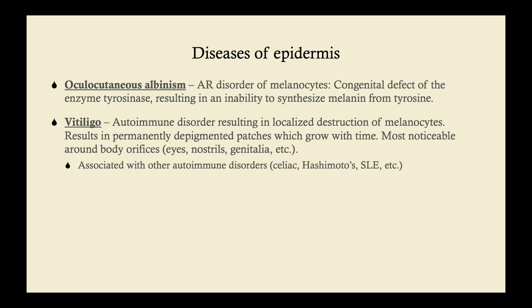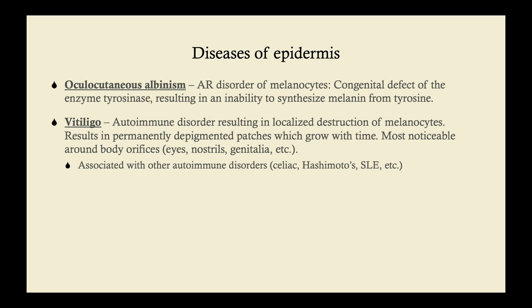Some more diseases of the epidermis. So oculocutaneous albinism, most common cause of albinism. This is an autosomal recessive disorder of the melanocytes, and it's actually an enzymatic defect. The enzyme is tyrosinase, and tyrosinase converts tyrosine, the amino acid tyrosine, into a precursor of melanin. So if you can't do that, you can't make melanin. And so these patients are going to be completely depigmented.